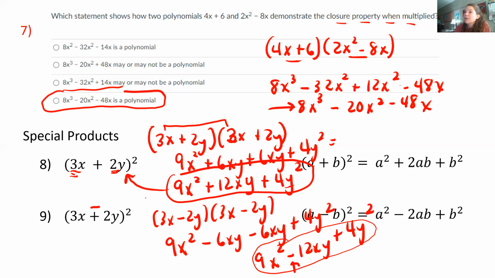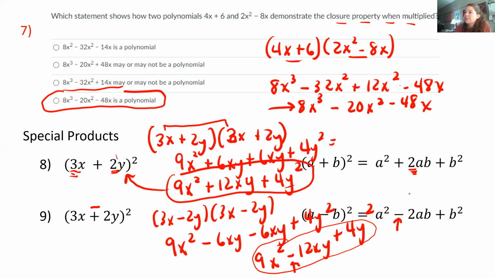And then to get the middle term, you multiply these together: 3x times 2y is 6xy. If you double it, you're always going to get that middle term. So isn't 6xy doubled 12xy? Oh, yeah. All right, and the same pattern goes for the second one. The only difference is that minus sign.